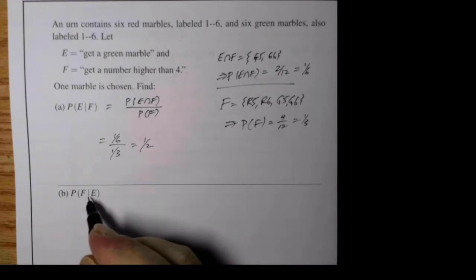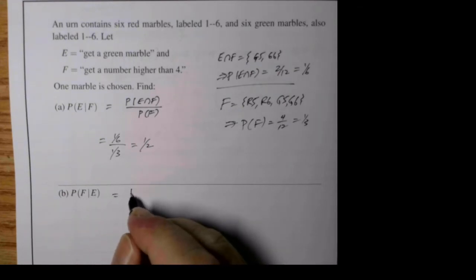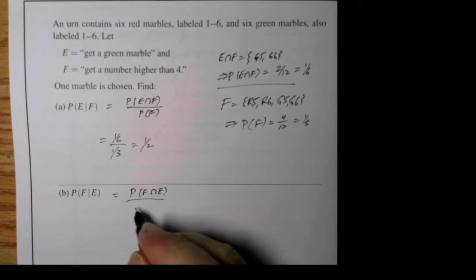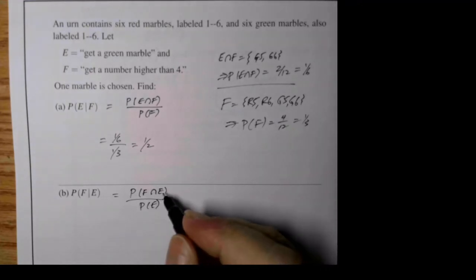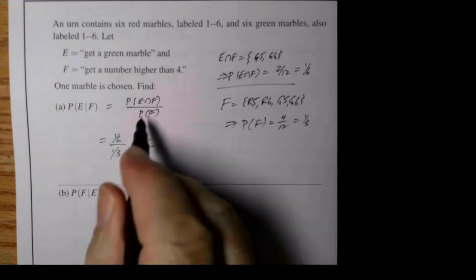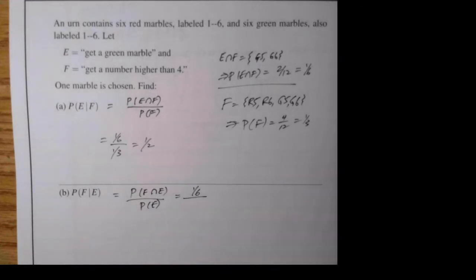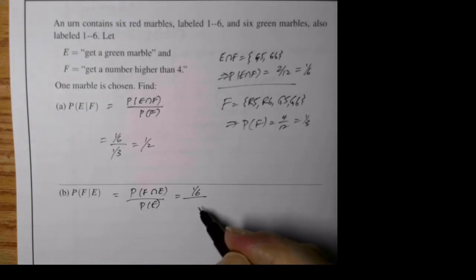Okay, how about the probability of F given E? That's going to be, by the formula, the probability of F intersect E over the probability of E. Now, F intersect E is the same set as E intersect F. So this numerator here is going to be the same as the numerator up there, 1/6. The denominator is the probability of E.